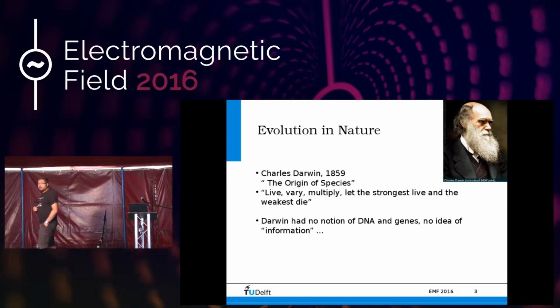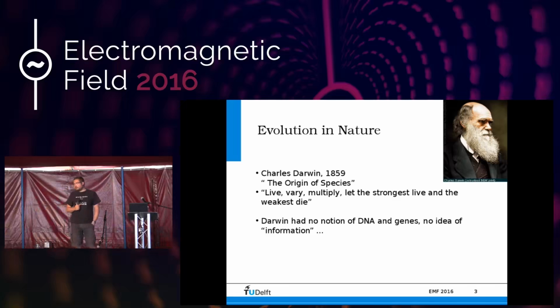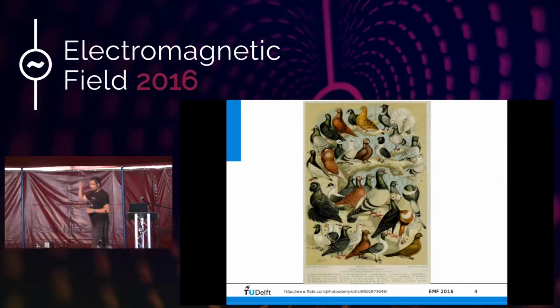And Charles Darwin, you all know him, basically said, well, let life live, multiply, let the strongest live and the weakest die. And the interesting thing about this is that Darwin had absolutely no idea about genes, had no idea about the informational nature of evolution. It was really just Darwin running around and looking at pigeons. Right? And pigeons are pretty awesome. They can cover entire cities in crap. That's better than most people can.